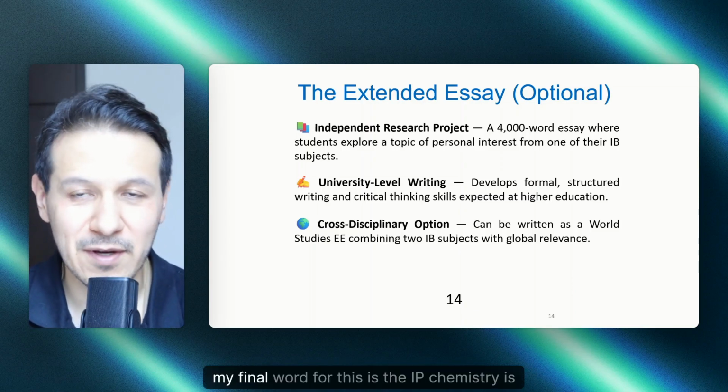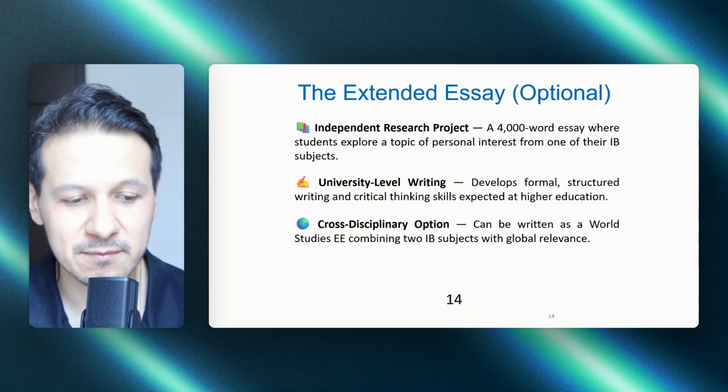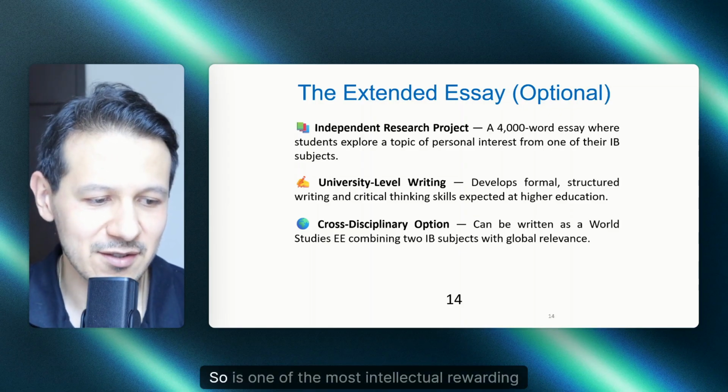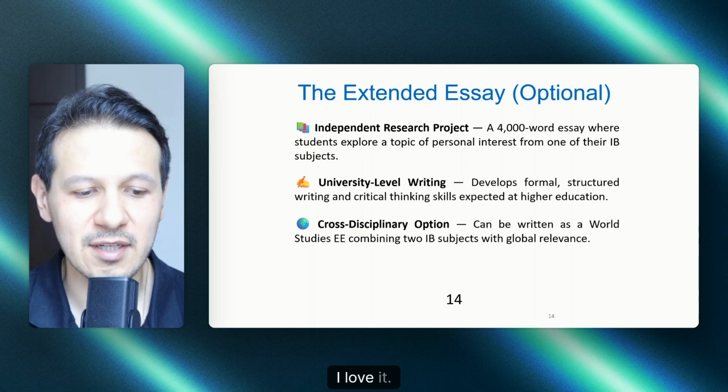Guys, my final word for this is that IB chemistry is challenging, yes, but it's very rewarding. It's one of the most intellectually rewarding subjects. I love it.